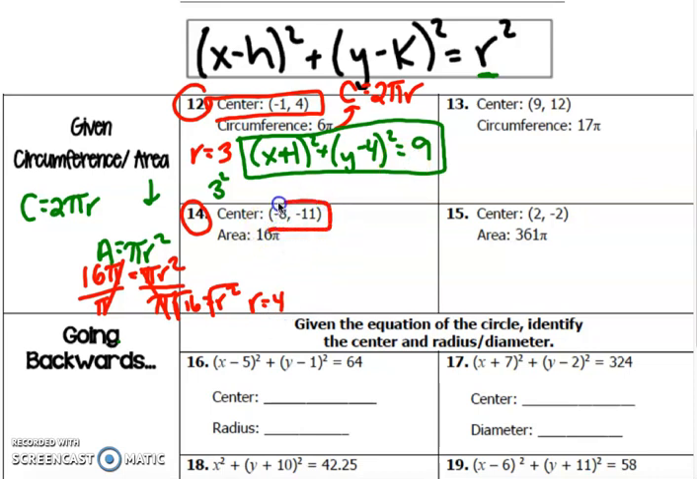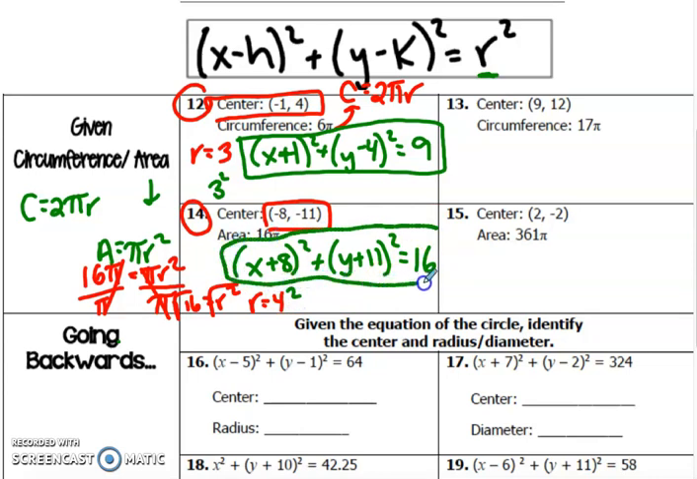So I'm going to take my center and my radius to write my formula. Start off with x minus your center, so -8 becomes a +8 squared, plus your y value minus a -11 becomes a +11, equals, and then you're going to take your radius and square it, so 4 squared will be 16. Okay, so that is an example where they can give you circumference or area, and you will have to work backwards to find your radius to substitute it into your formula.